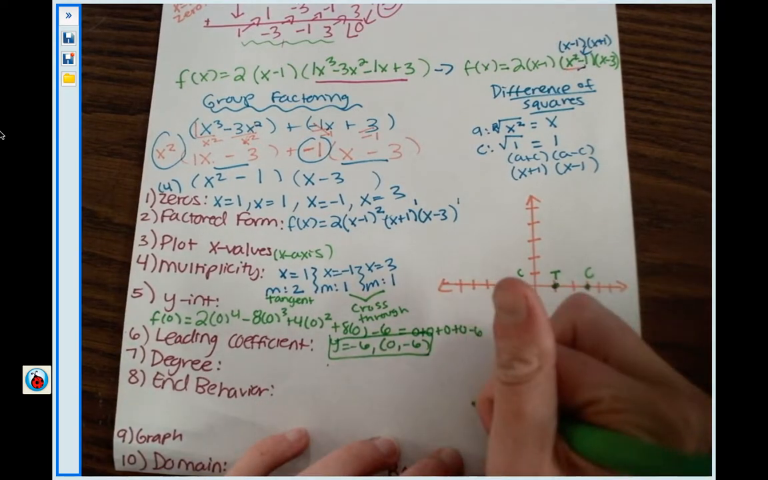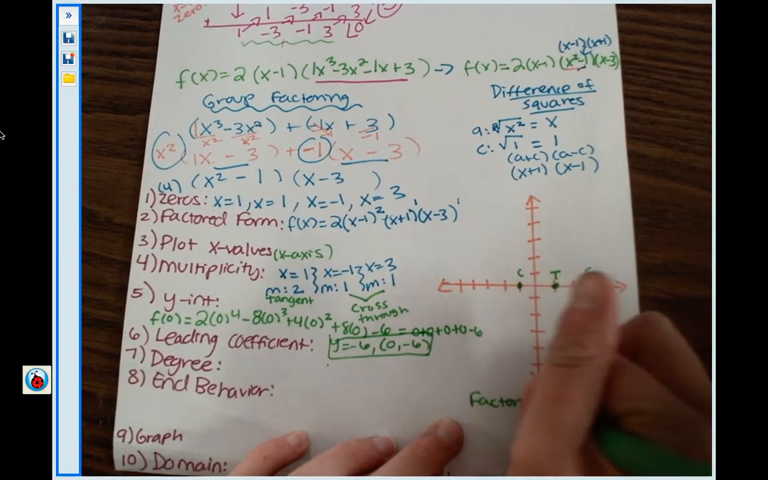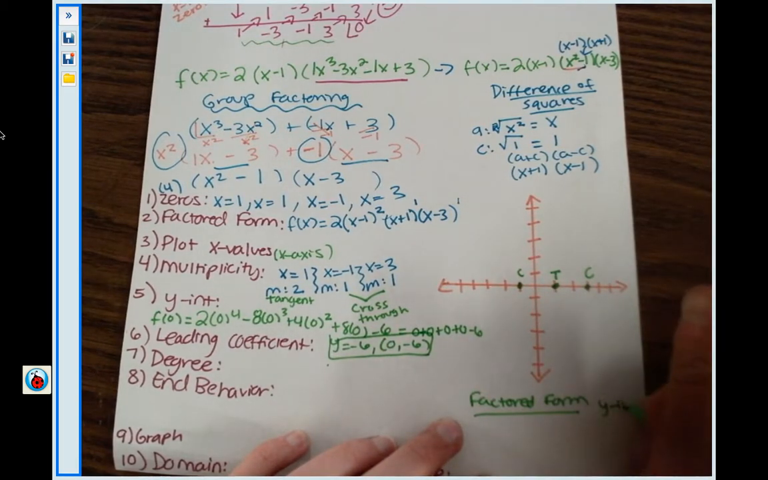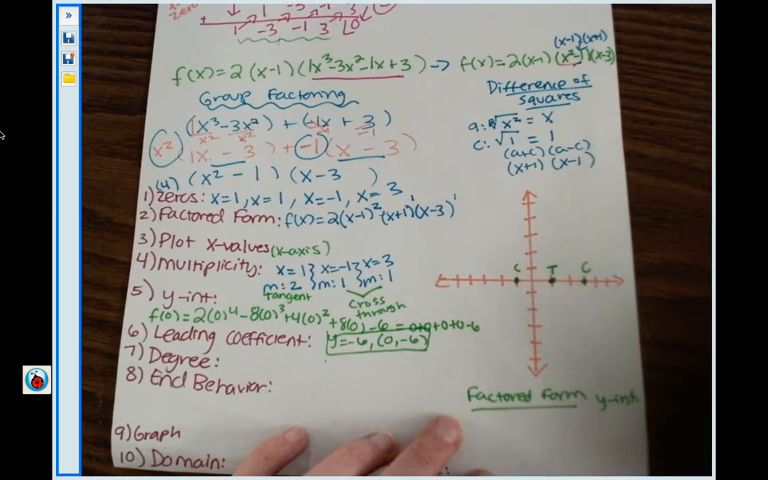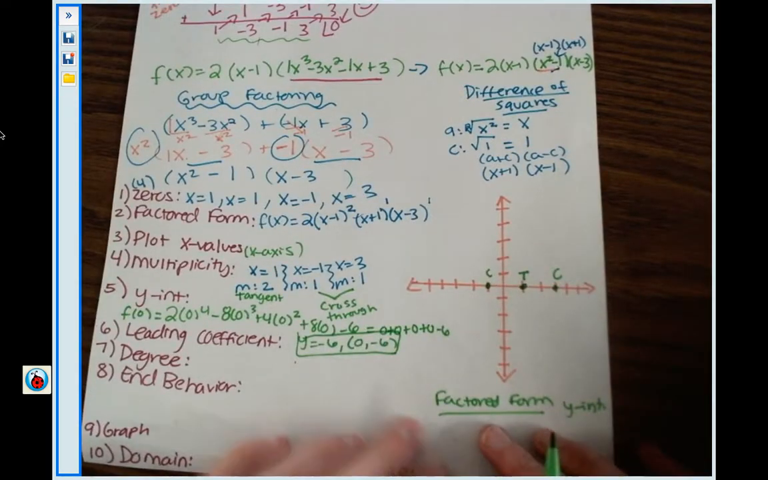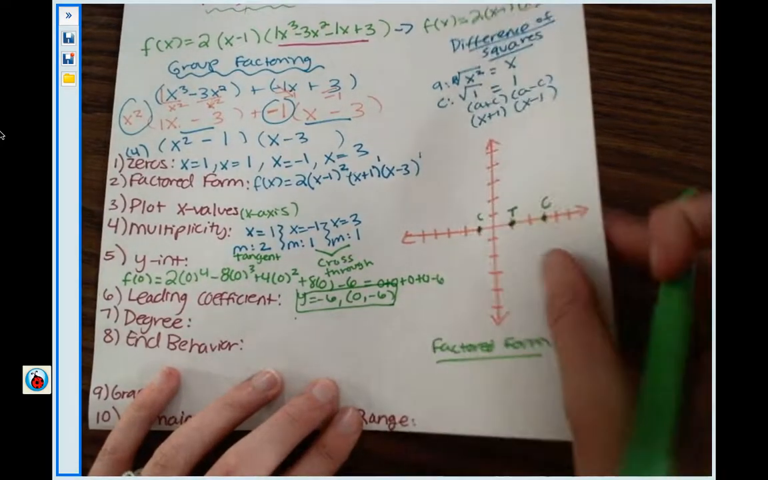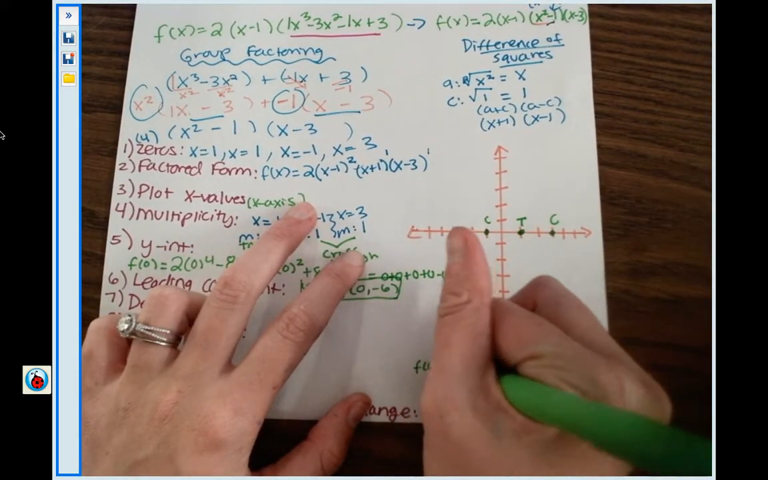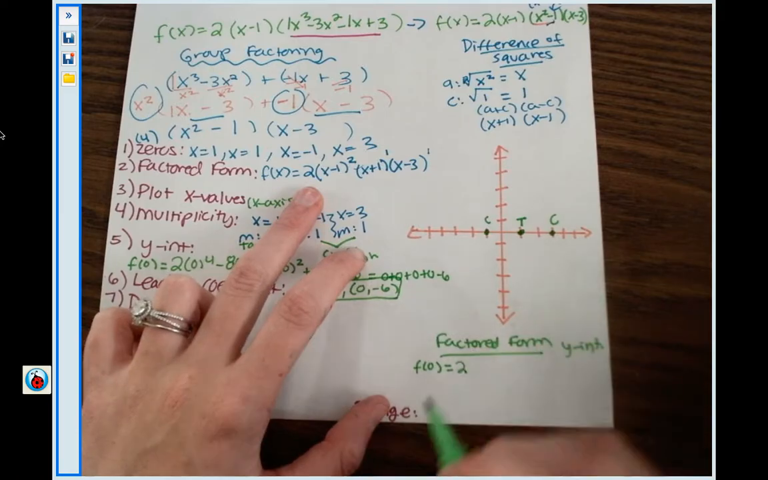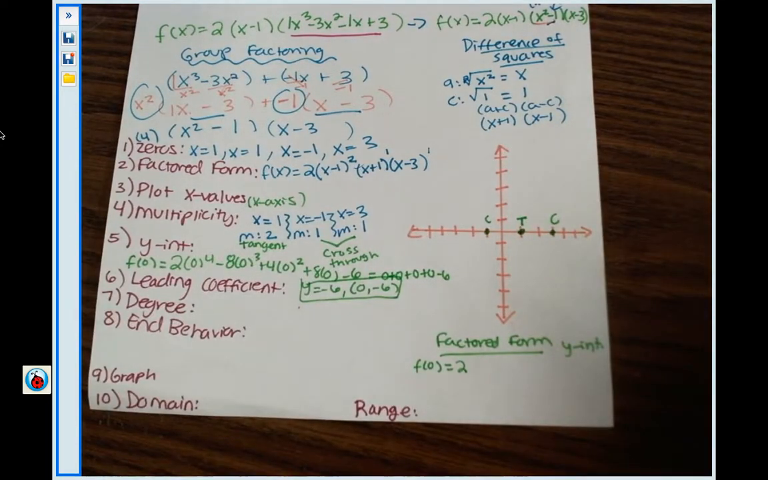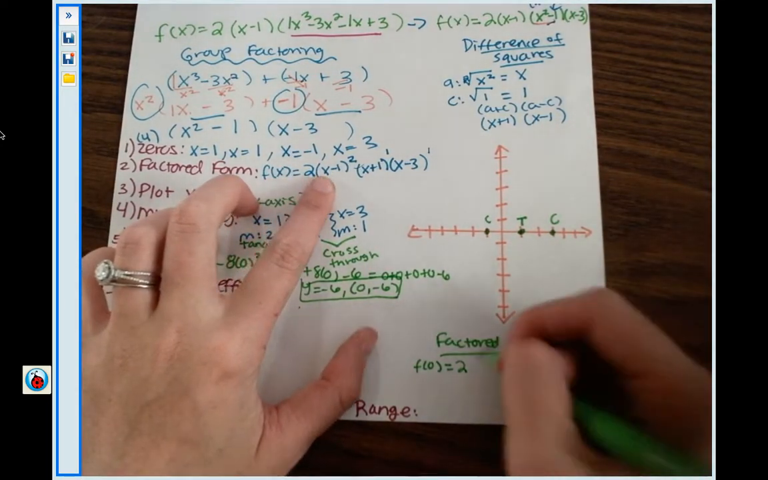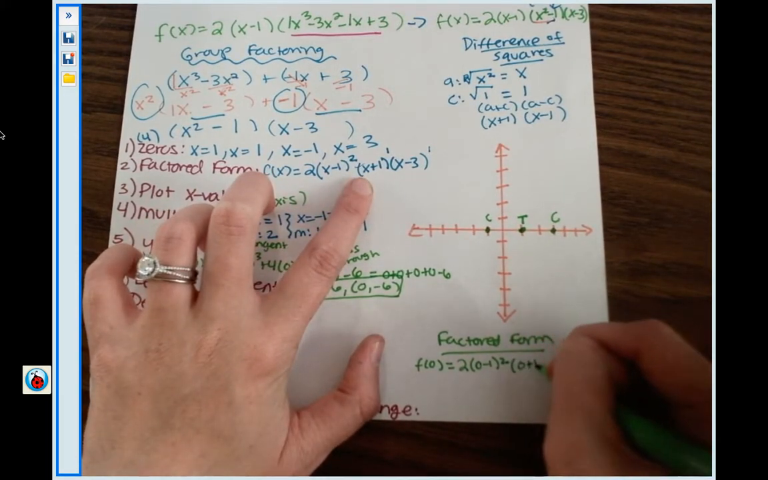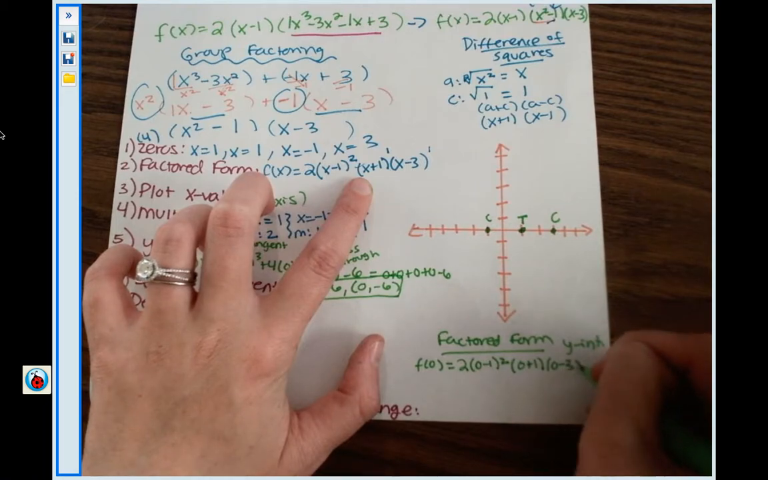Okay, I'll show you in factored form over here since I'm kind of out of space. So this is the y-intercept. I'll abbreviate it with y-int. Okay, so I'm going to be substituting this into here. So I'll show you how that works. Okay, so we have f of 0 equals 2. Anywhere I see x, it's going to transform into a 0. Okay, so 2 times 0 minus 1 squared times 0 plus 1 times 0 minus 3.